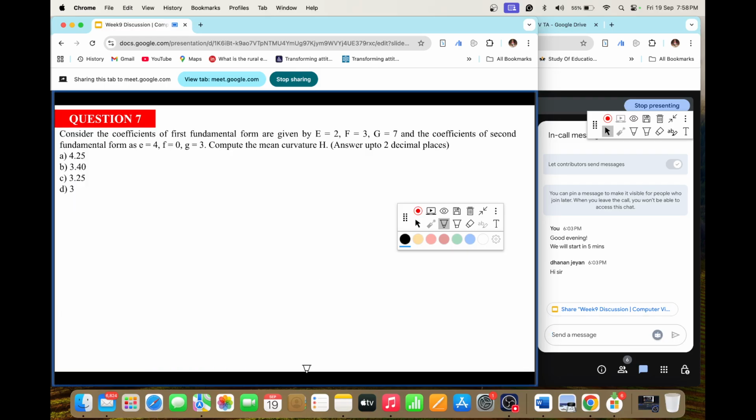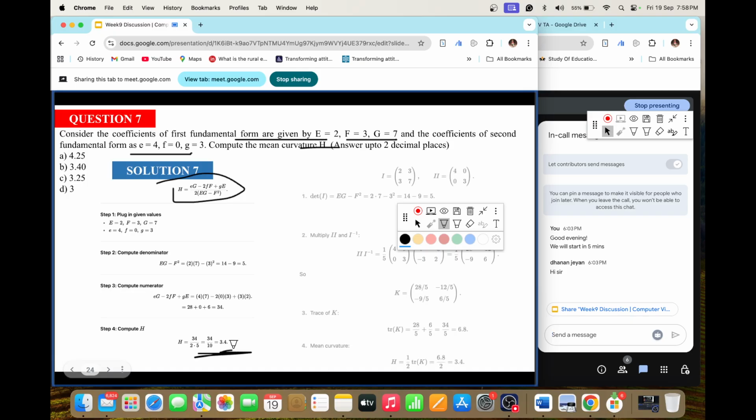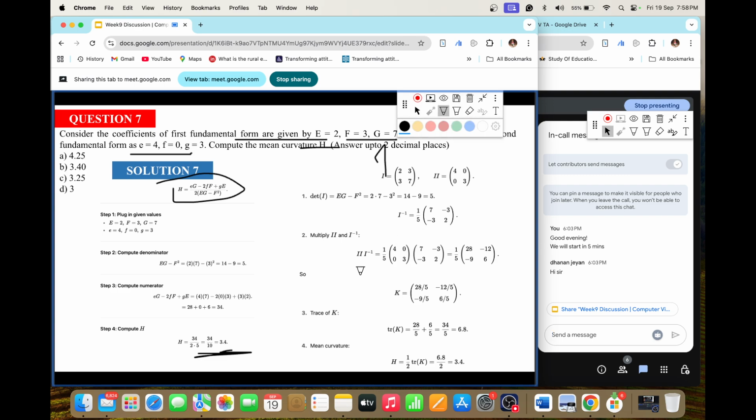And then question number 7: consider the coefficients of the first fundamental form, capital E, F, G as given, and the second fundamental form, small e, f, g as given. Compute the mean curvature. Mean curvature you can compute by this formula, since you have all this, or it is better to form a linear map. I always suggest just forming a linear map, and this is how you form it, that is, first inverse. So this is how we write the linear map.